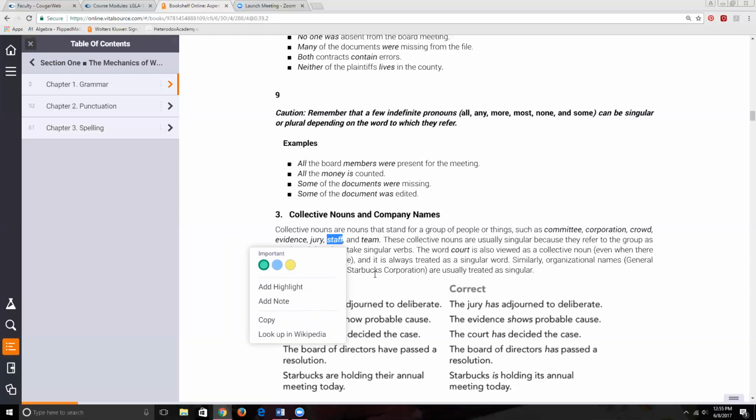Maybe one group of staff members had 7 employees, another group of staff members might have 10. But if we were to say two staffs, we'd be talking about the 7-member group and the 10-member group. We're talking about a total of 17 people, but they're not all part of the same staff. If they were all part of the same staff, we would still say one staff.